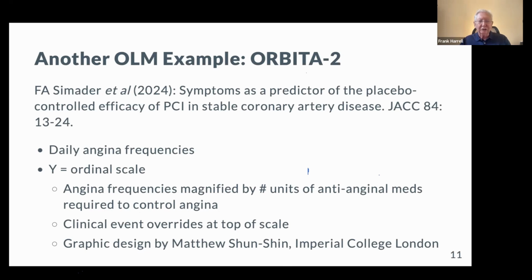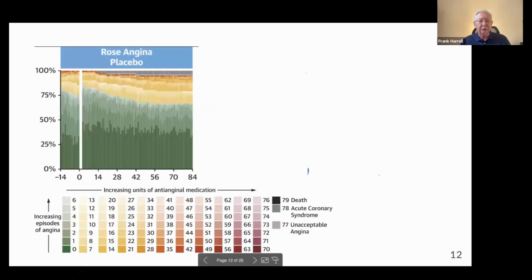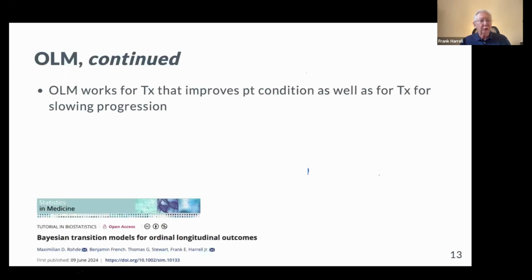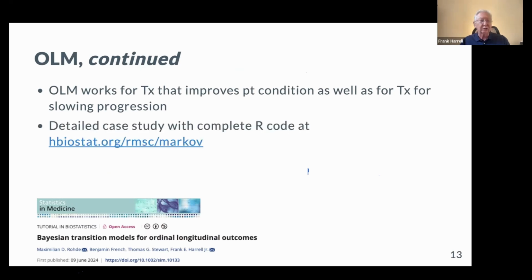So I love this example, and if you were to do a power simulation for this way of doing things, you'll find the power is off the charts here. This is just super, super high information clinical outcomes. So ordinal, and also the analyses used Bayesian methods, which I love to see in practice. Ordinal longitudinal models work for treatments that improve the patient's condition as well as treatments that slow progression. So it works for all kinds of settings.